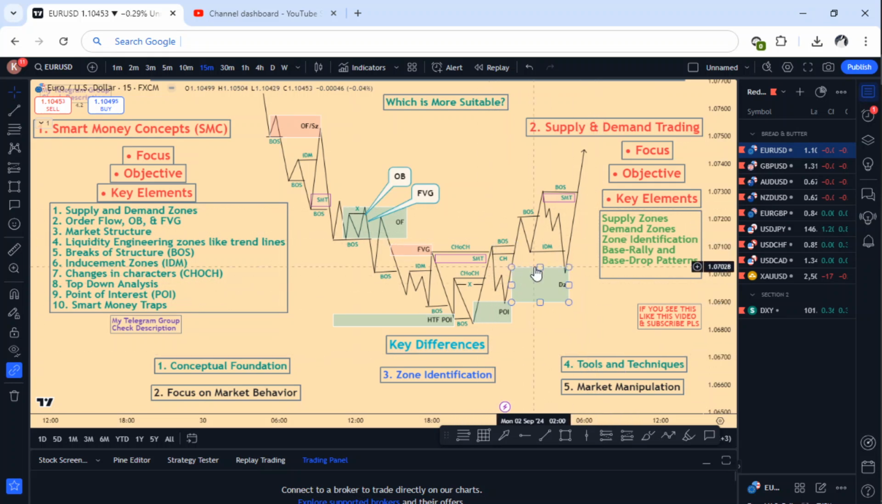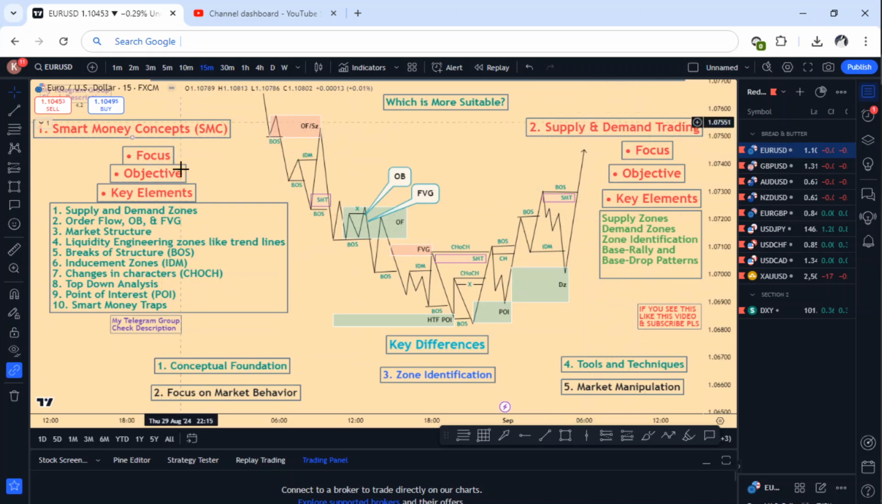So for beginners, supply and demand trading is generally easier to understand and implement. It's based on the intuitive concept of buying low and selling high at identifiable zones, and does not require deep knowledge of institutional trading behavior. So this one is the most recommended.